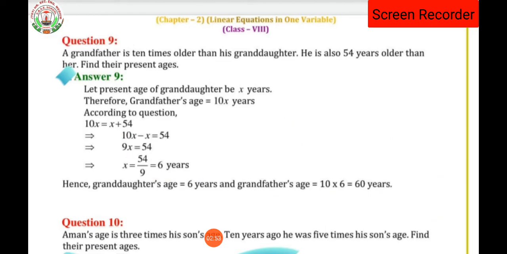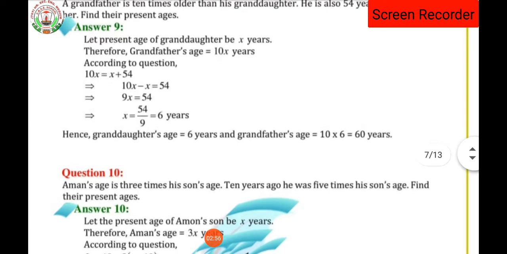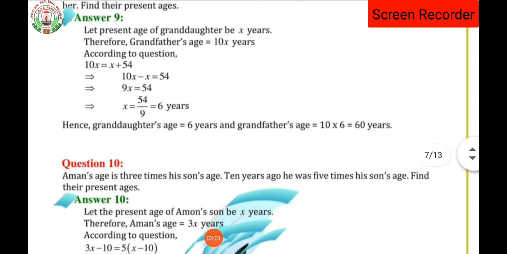Have you understood up to here? Next we have the question. Here in this question it is said that Aman's age is 3 times his son's age. We have to find the age of Aman as well as his son. 10 years ago he was 5 times his son's age. Find the present age of Aman as well as his son.